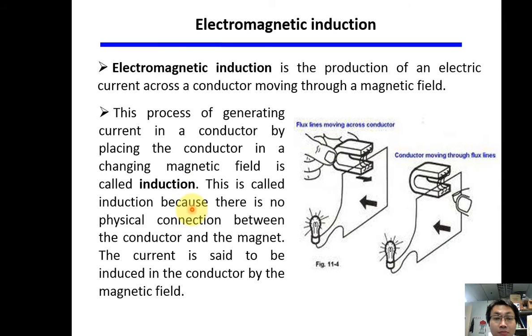So in induction, there's no physical connection between the conductor and, for example, this magnet. When the line is going up and in, cutting through the flux generated by the magnet, there will be electric current passing through. There's no physical connection between the wire and the magnet. That's why we call it induction.